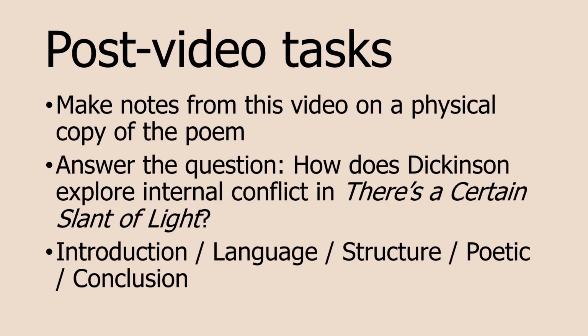You can then spend a paragraph looking at some of the language used, maybe the metaphors or the oxymoron. You can move on to the tight structure and how that reflects the tightening feeling of death. Maybe you want to pick up some poetic structures. I would definitely look at the caesura and the end stopping and her use of punctuation. That's very unique to Dickinson. And then you can come to any conclusions you have about internal conflict in the poem "There's a Certain Slant of Light" by Emily Dickinson.